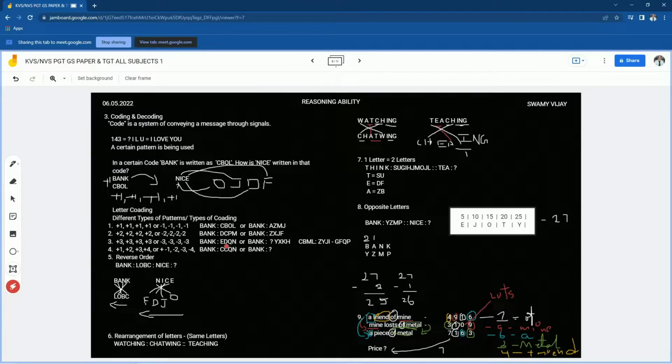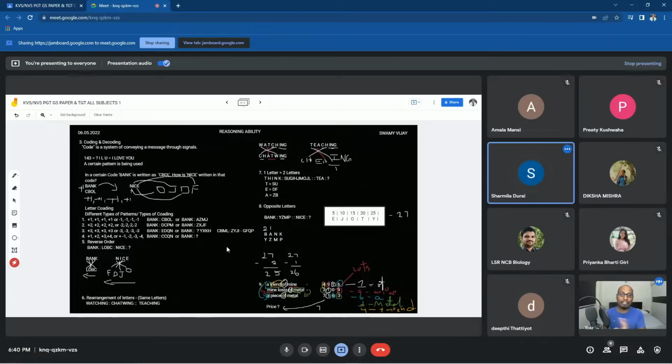And for A, B, C, D, the third letter. For N, O, P, Q, the third letter. And for K, L, M, N, the third letter, N. Okay. That means +3 means you have to take the third letter, not the gap between these letters. Tell me, Sharmila. Okay, sir.